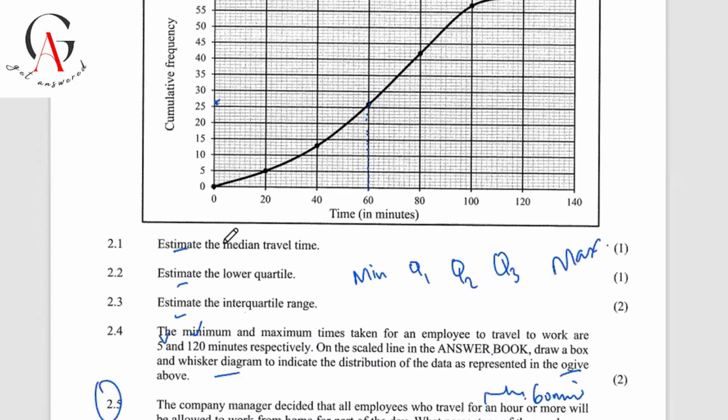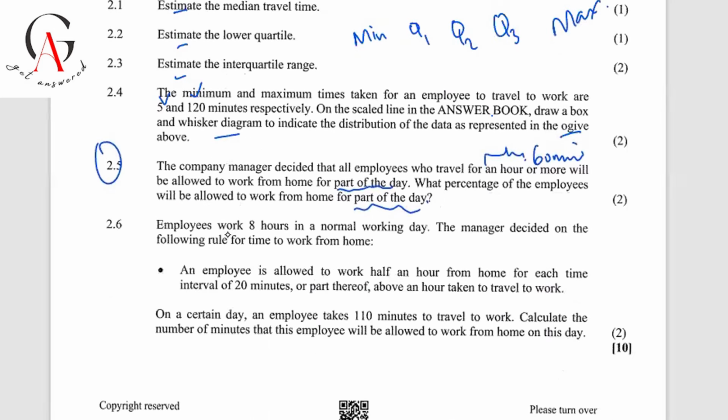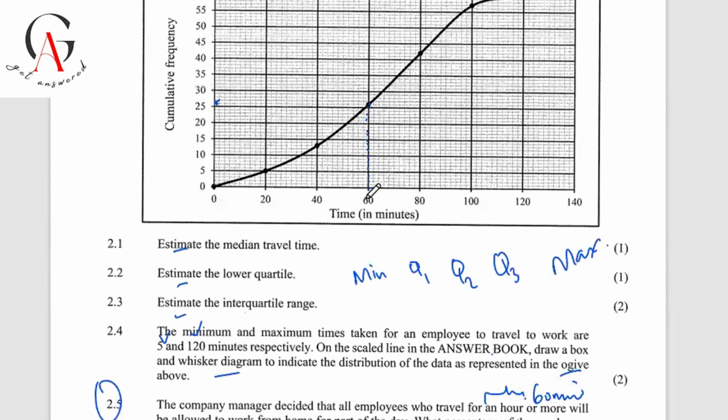Then 2.6, employees will work 8 hours in a normal working day. The manager decided on the following rule for time to work from home. Okay. So an employee is allowed to work half an hour from home for each interval of 20 minutes or part thereof above an hour taken to travel. So for people that are using more than 60 minutes to travel, from 60 upwards, they will be given half an hour to work from home for every interval, which means that from 60 to 80, you'll have half an hour. From 80 to 100, that's half an hour. From 100 to 120, that's also another half an hour.